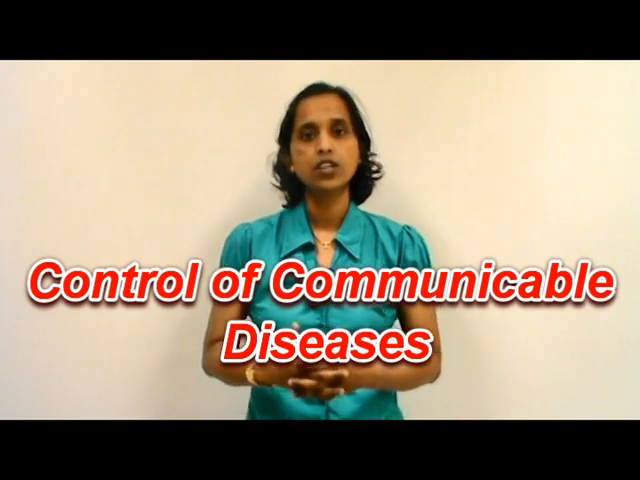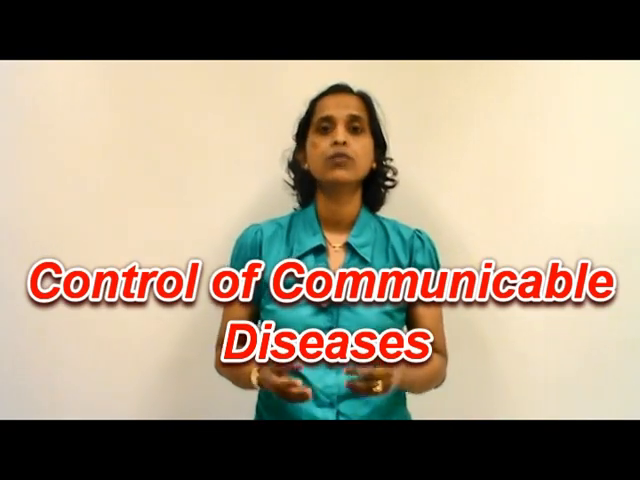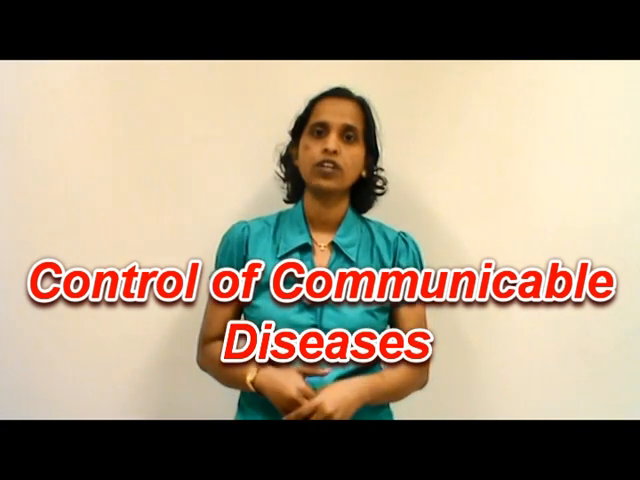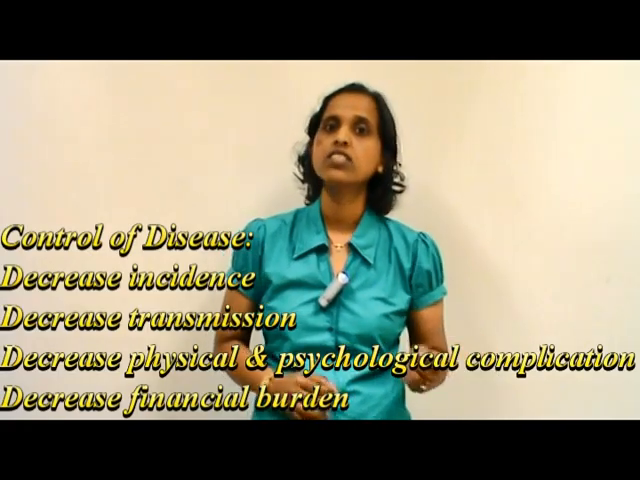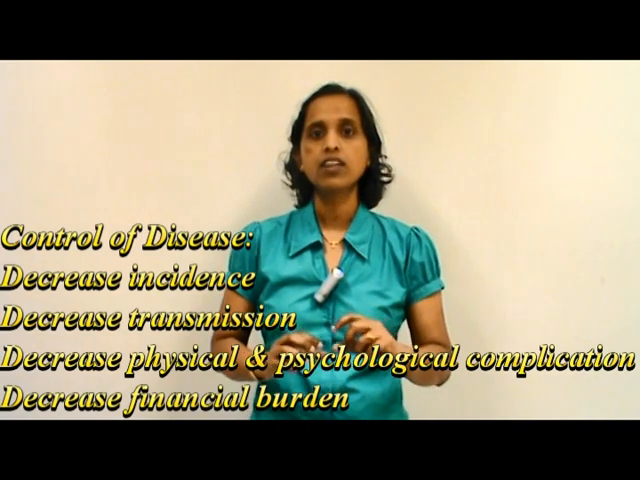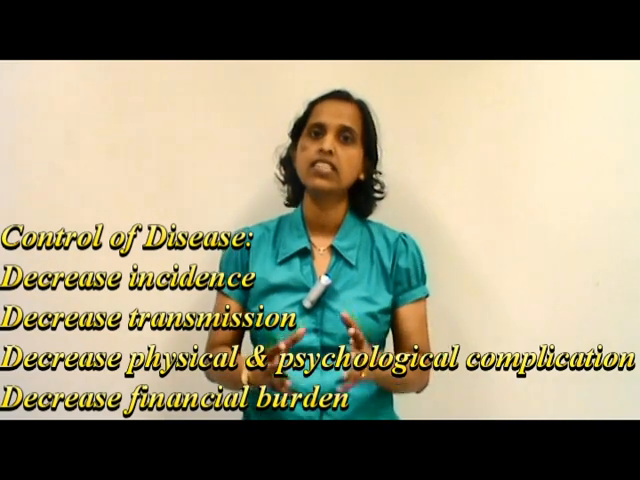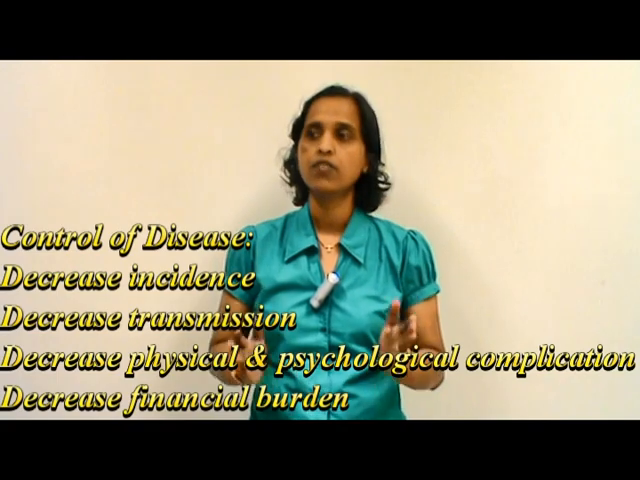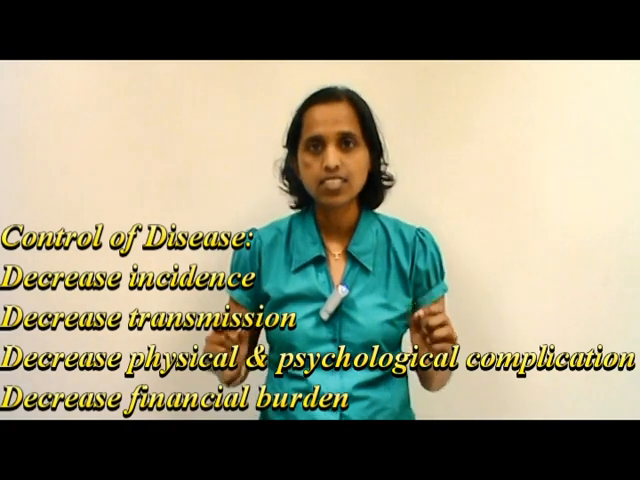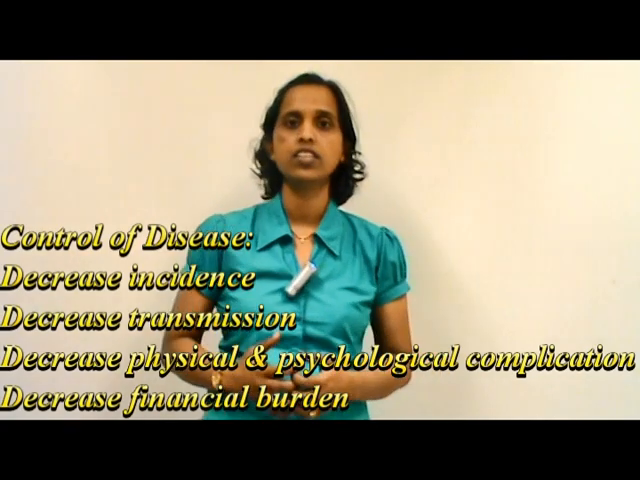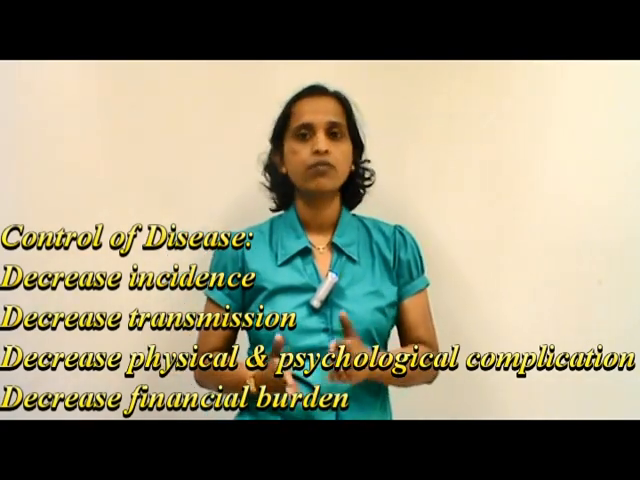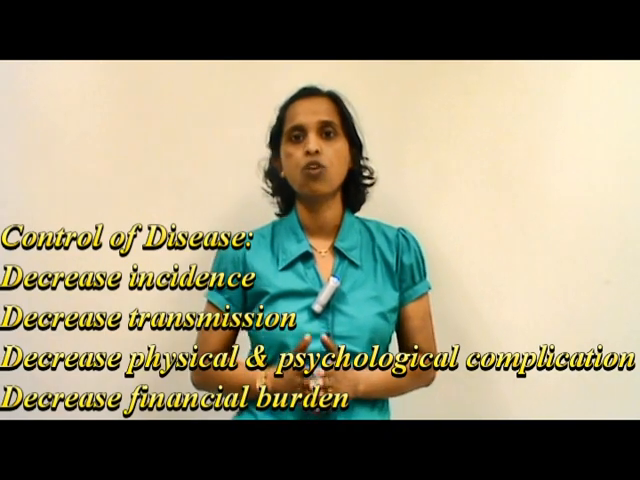What do we understand by the word control, especially with reference to communicable diseases? When we talk of control, we need to remember a few things. And what are those? When we achieve control of a disease, we are trying to reduce the occurrence of new cases of the disease in the given population. In other words, we are trying to reduce the incidence of the disease. Incidence is nothing but new cases occurring in the population in a defined period of time. So, we reduce incidence by achieving control of a disease.